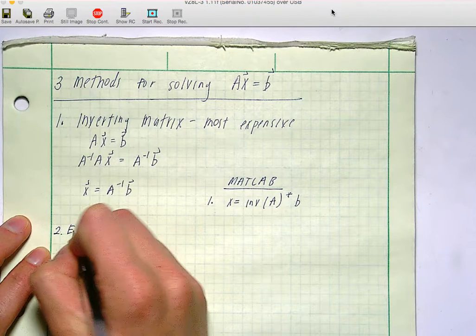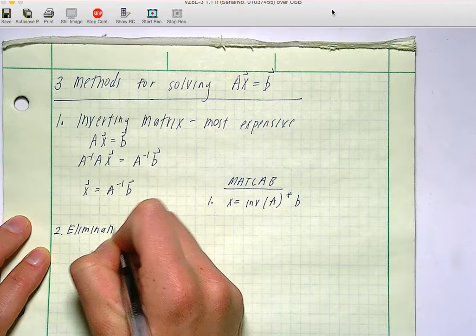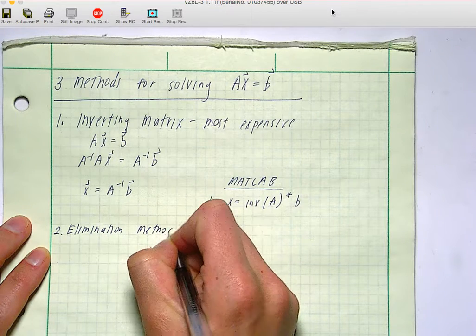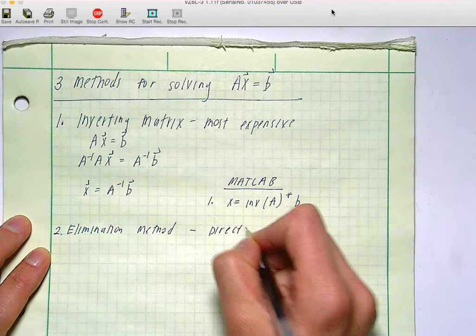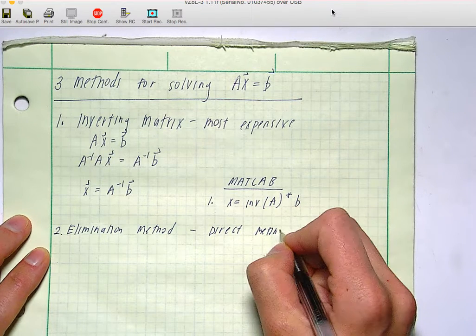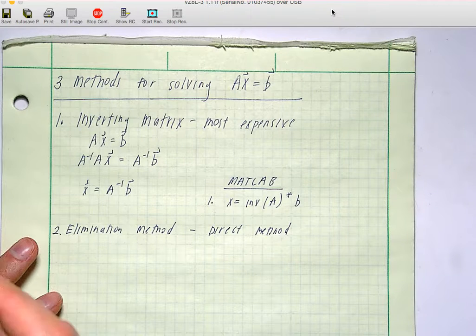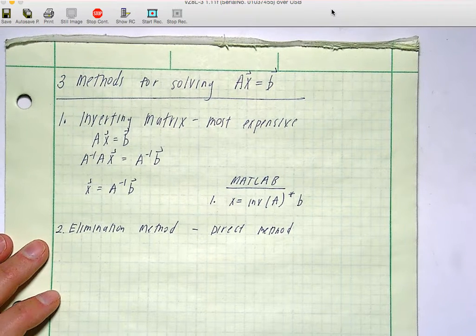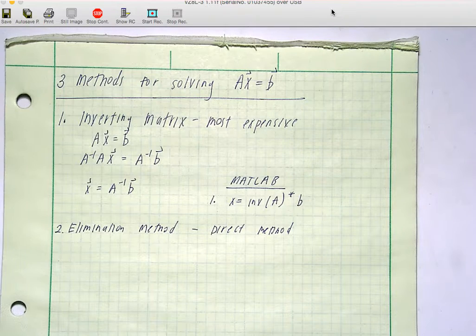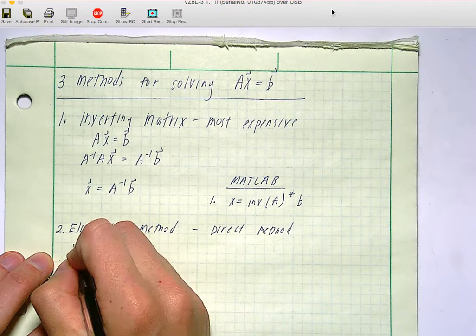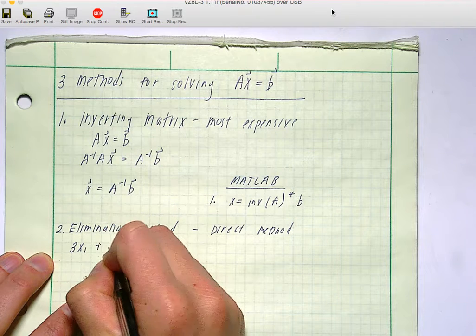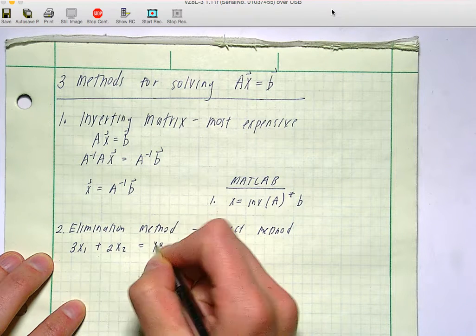So the next method I'm going to show you is an elimination method. And this is categorized as a direct method. Since we're not programming these direct methods or inverting matrices by hand, I'm relying on your previous background in math to understand this a little bit more. But let me just show you an elimination method for a really simple one. So what I'm going to show you is a 2x2.